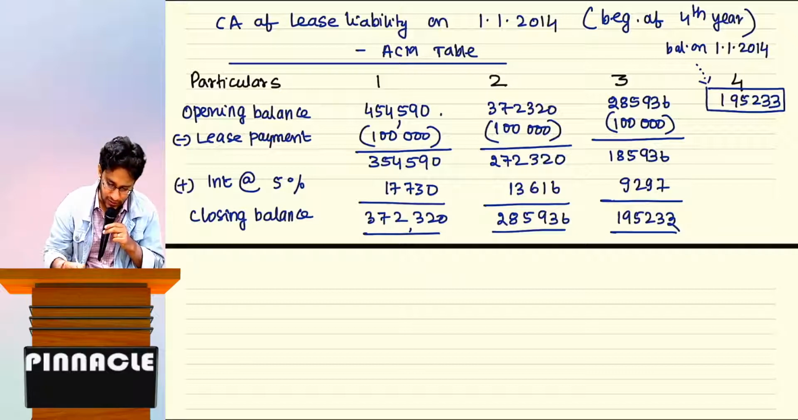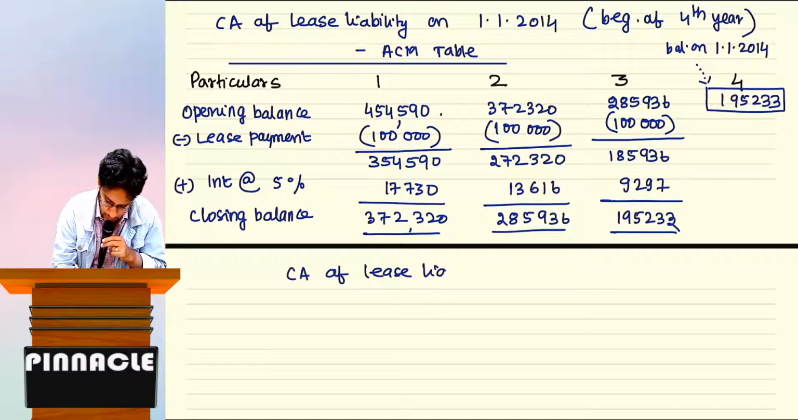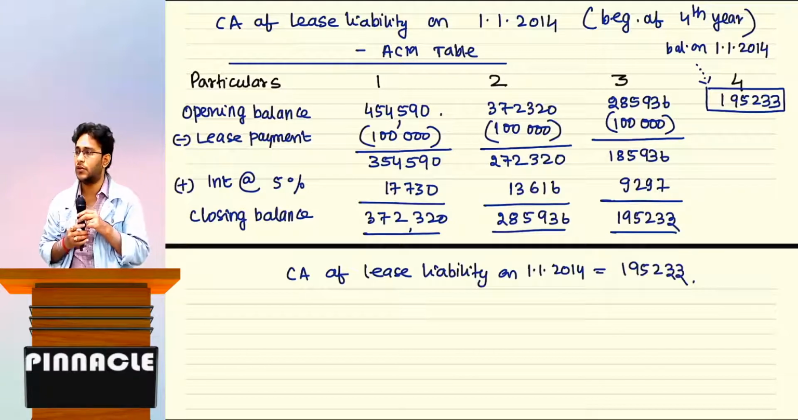So the carrying amount is ready, sir. Right, just that also, the carrying amount of lease liability on 1/1/2014 is equal to 195,233.